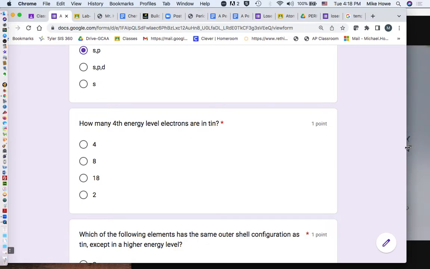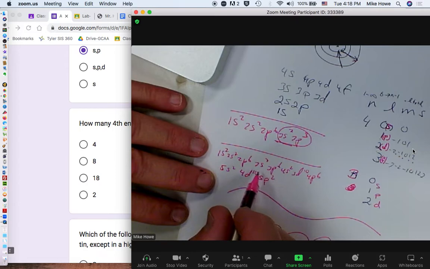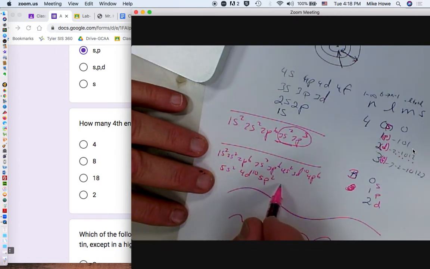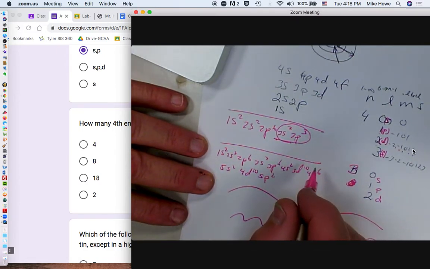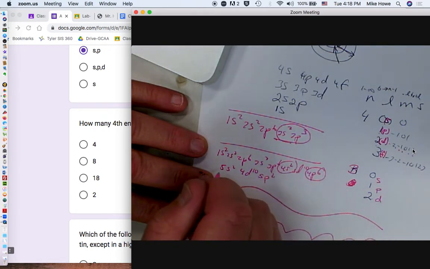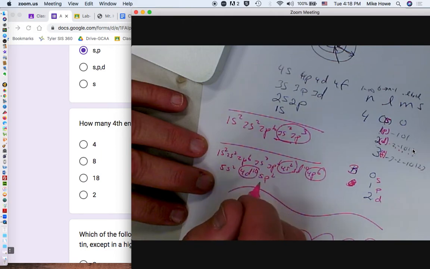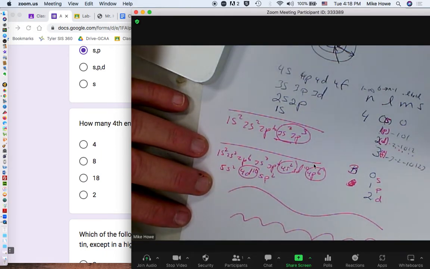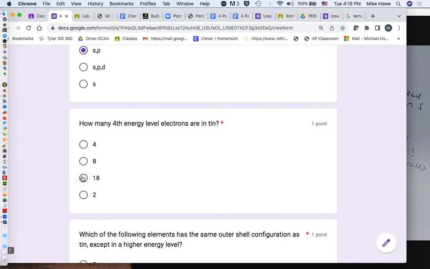Oh, I'm sorry, I forgot to change that back over. So this is the configuration. Everything I just read off is right here. The question was how many fourth energy level electrons are there? So there were 2 here, 6 here, and 10 there. So 2, 6, and 10 make 18. So that would be 18.